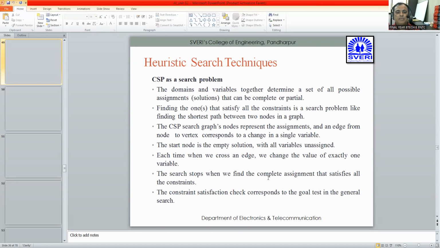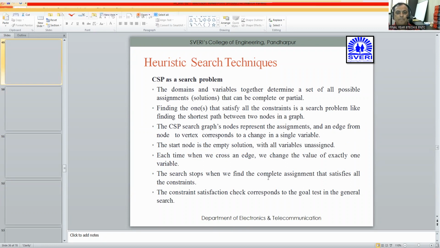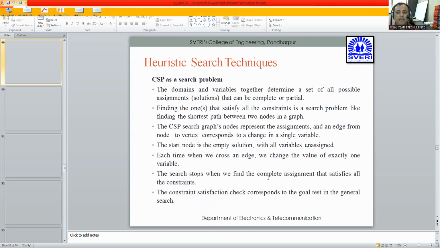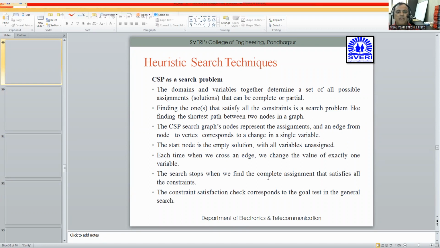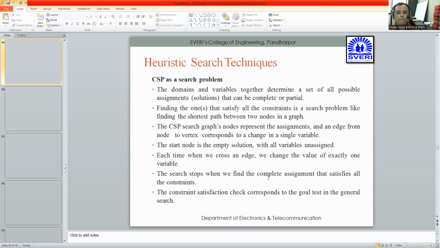CSP can be looked at as a search problem. That can be determining the set of all possible solutions, finding one that satisfies all the constraints, as in search problems like finding the shortest path between two nodes in the graph. The search stops when we find a complete assignment that satisfies all the constraints. The constraint satisfaction check corresponds to the goal state in the general search.